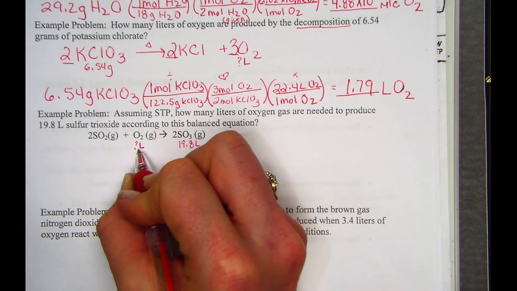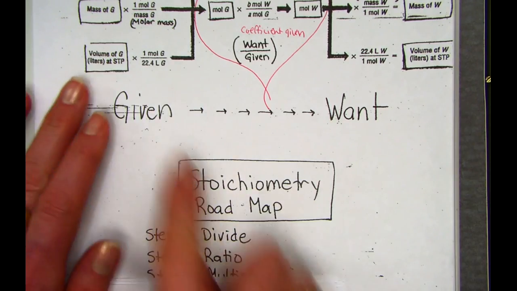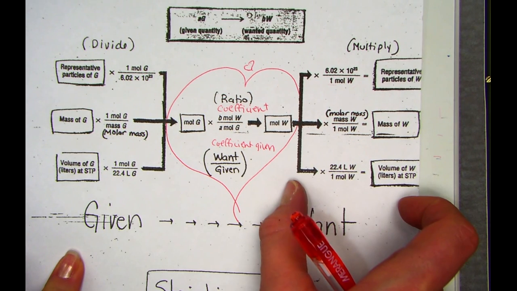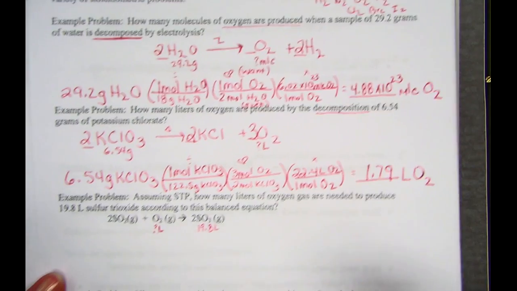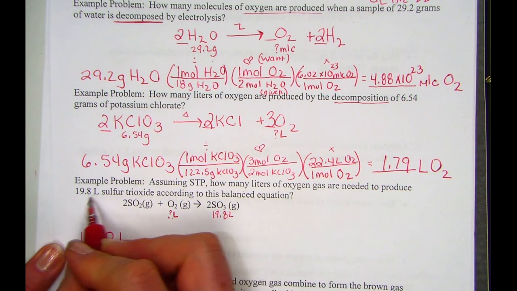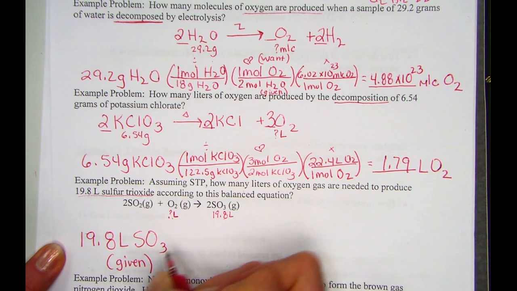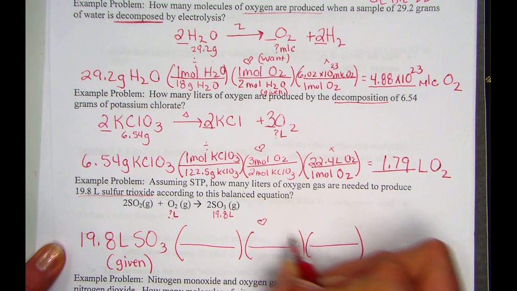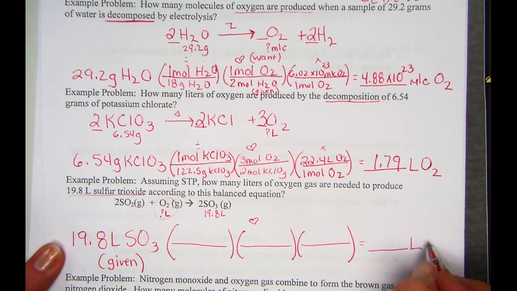Given a volume, calculate a volume. A volume-volume problem. Our journey would start at volume and have us go to volume. 3 steps to move all the way from the left to the right. Let's get our parentheses ready. The given quantity of 19.8 liters of sulfur trioxide. There's our given. A step 1, step 2, step 3, where the heart of our problem is the mole-to-mole ratio. And we can see our target as liters of oxygen.